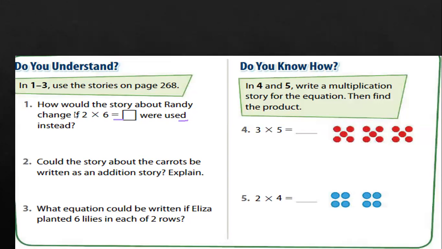Let's complete. How would the story about Randy change if 2 multiply 6 equals what? What is 2 multiply 6? It's 6 two times. 6 plus 6 equals 12. So it is 12.